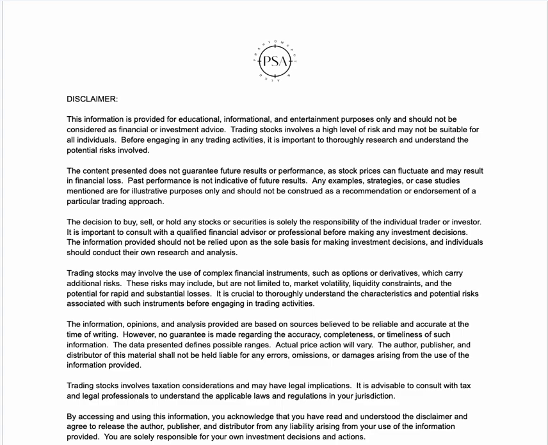Today we're going to talk about SPY Phantom prints, what they are, and how they can be used.